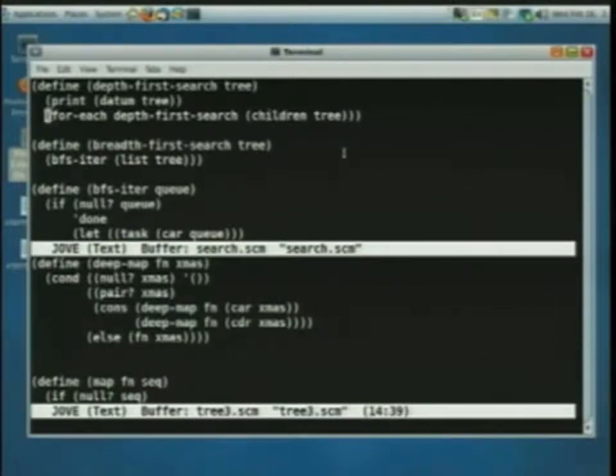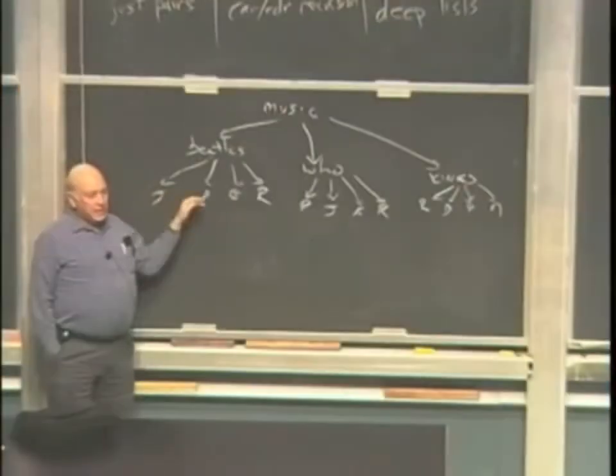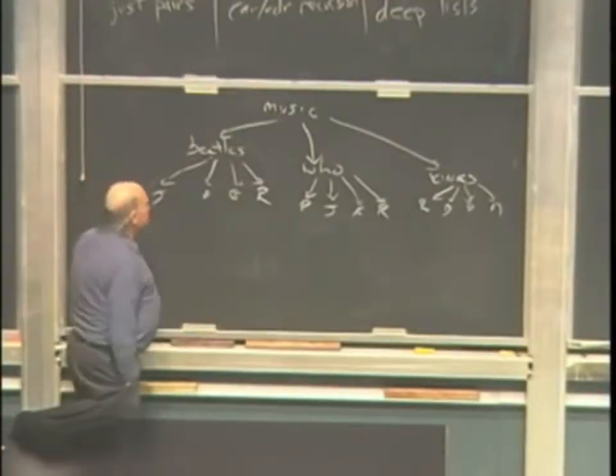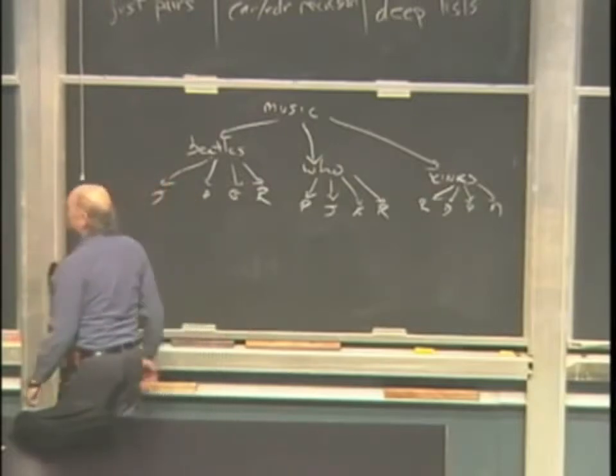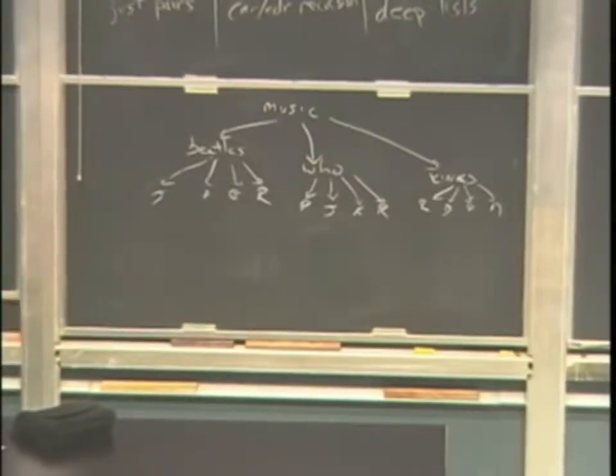Breadth-first search is a little more complicated. To do breadth-first search, I have to invent a data structure that's going to remind me where I'm up to. The goal is to print music, Beatles, Who, Kinks, John, Paul, George, Ringo, Pete, John, etc. So go all along one level and then go down to the next level. To do that, I'm going to have a queue.